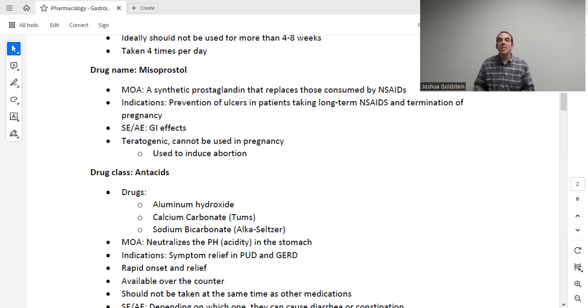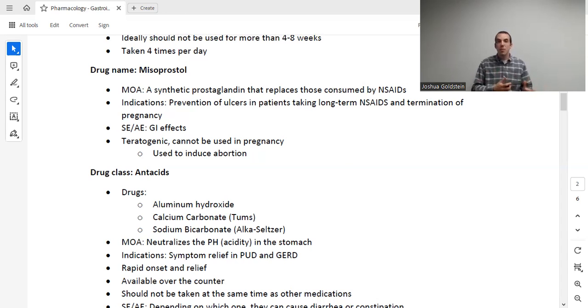So it helps prevent a patient from developing an ulcer related to NSAID use, only related to NSAID use. This doesn't prevent a patient from getting an ulcer from any other cause. This just prevents a patient from getting an ulcer if they would get an ulcer because of chronic or long-term NSAID use. Adverse effects: this can cause some GI symptoms.